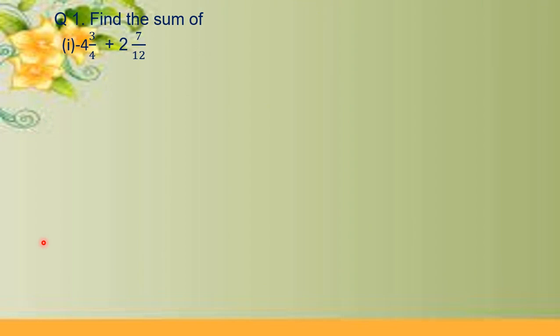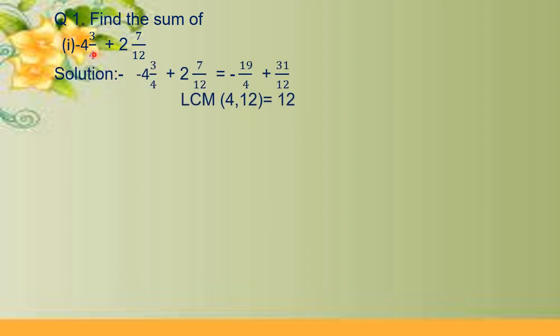Now here the numbers are not in the form of rational numbers, so we have to convert these numbers into rational numbers. So how? 4 into 4, that is 16, plus 3 is 19, so minus 19 upon 4. 12 into 2, that is 24, plus 7 is 31, so the next number is 31 upon 12. Now both the numbers we have converted into rational numbers: minus 19 upon 4 and 31 upon 12.